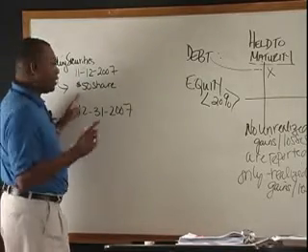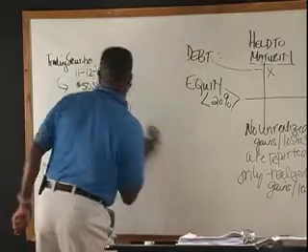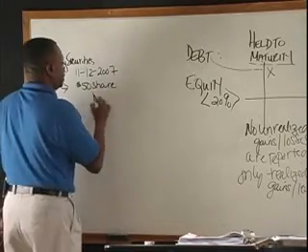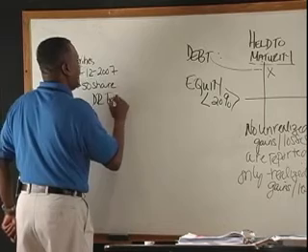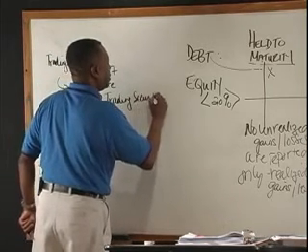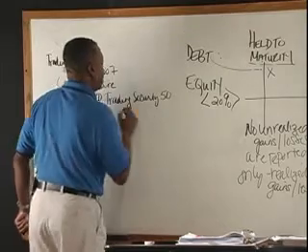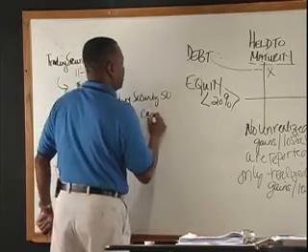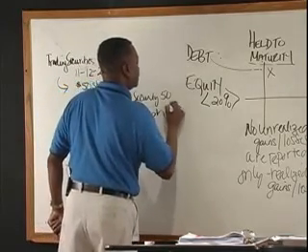So here's the example. Let me give you the journal entry. First of all, I debit trading security for $50. I credit cash for $50.